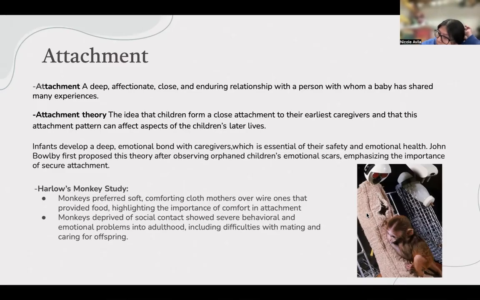It showed that emotional bonds are formed through contact and not just by giving them food. It highlighted the importance of comfort and attachment. The monkeys deprived of social contact showed several behavioral and emotional problems into adulthood, including difficulties with mating and raising offspring.